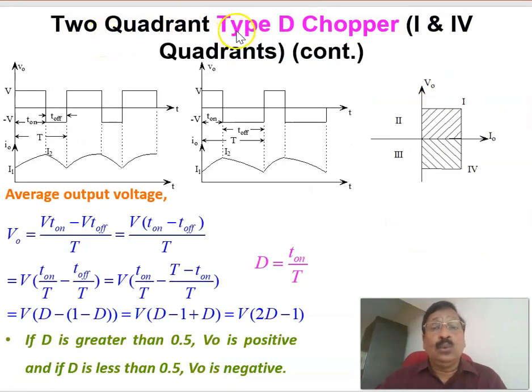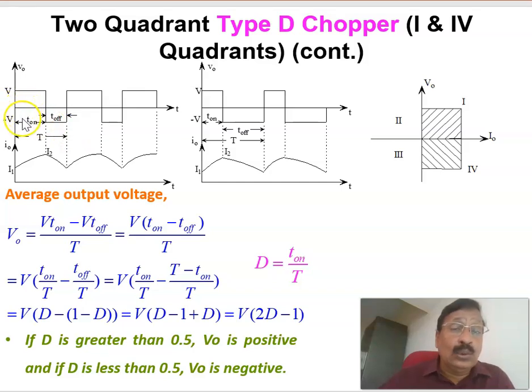Now, continuing the two quadrant type D chopper, that is the first quadrant as well as the fourth quadrant, forward motoring as well as reverse braking, or reverse regenerative braking, that is this region, the first and fourth quadrant. We can see that the current is always positive, but the average voltage will be either positive or negative. Now let us see the waveform here.